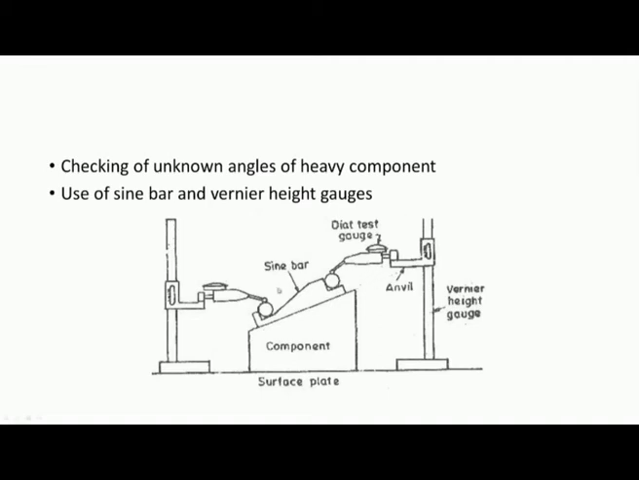So, we can place the sine bar as shown here. You can see the top surface of the sine bar is in contact with the heavy component. Okay, cylinders are on the other side. Now, we can use vernier height gauges to check the H1 and H2. So, we can always use the vernier height gauge to check this height.